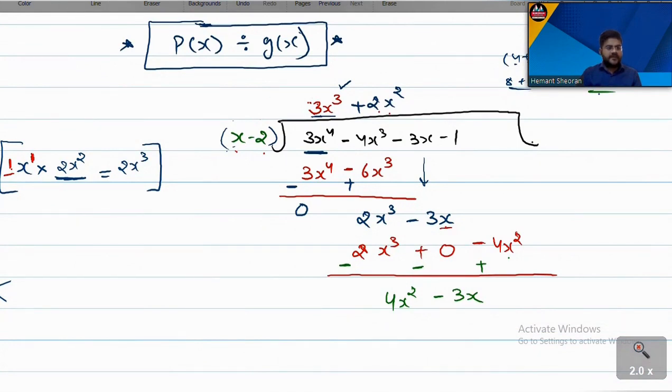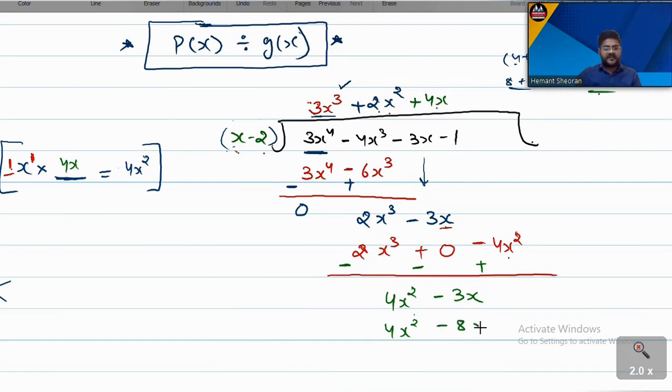Okay, the step will be repeated again. This time, this x needs to be multiplied with something so that we will get this 4x square. So with what number will you multiply it? 4x only, okay? So we're going to multiply by 4x. This time, I will put 4x up there. 4x times x will give me a 4x square, and then 4 times 2 will give me a negative 8x.